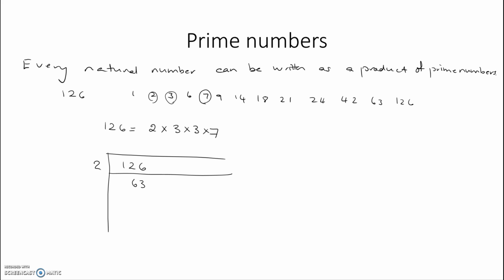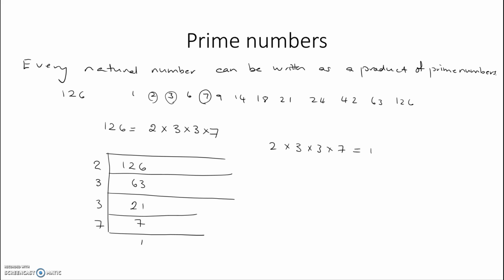Clearly 2 won't go into that now, so we need to try the next prime number, which is 3, and that will go in 21 times. Let's try dividing that by 3 again, and we get 7. Clearly 3 won't go into that, so we'll divide it by 7 this time, and we're down to 1. So 2 times 3 times 3 times 7 must equal 126. But you can do that on your calculator. It's quite quick.